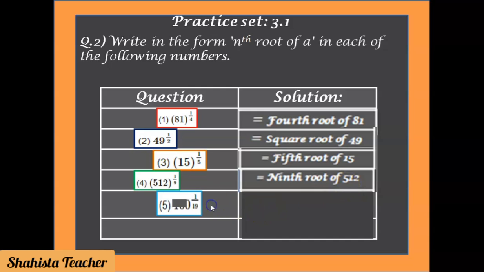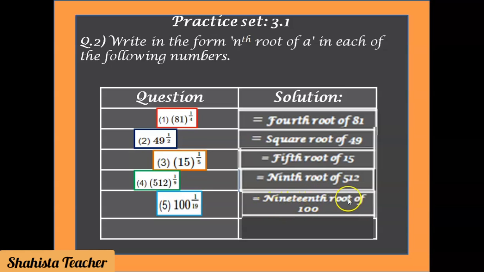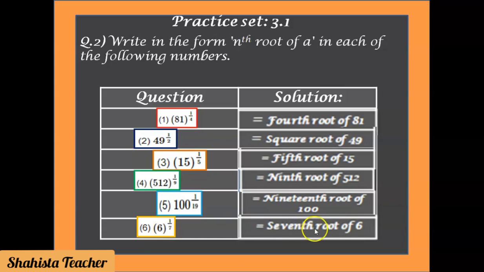Now next question. 100 1 upon 19. 100 is the base and 1 upon 19 is the index form. 19th is the index, so we will call that 19th root of 100. So here we will write in words 19th root of 100. Now next, 6 is the base and 1 upon 7 is the index. So here we will write 7th root of 6.